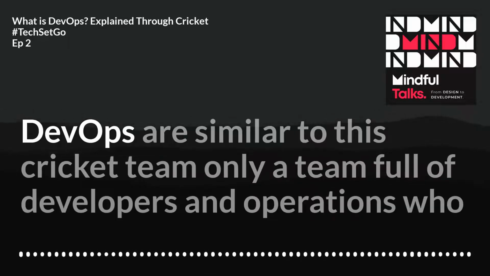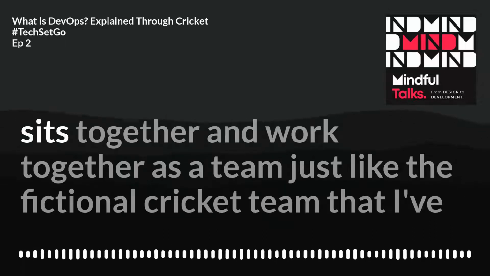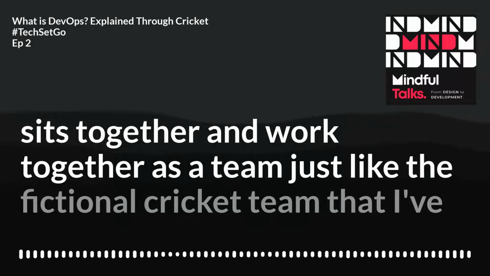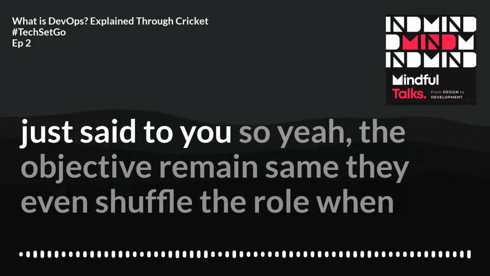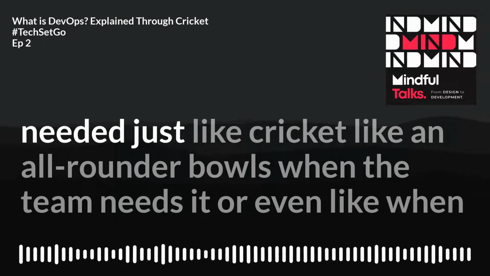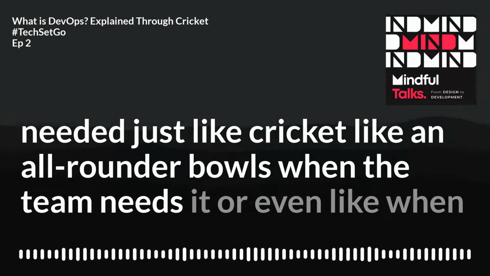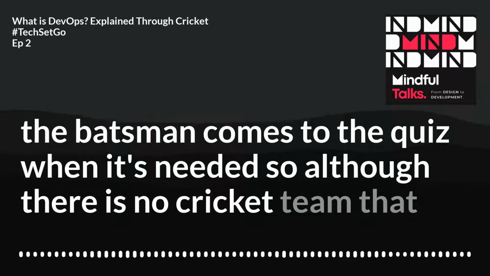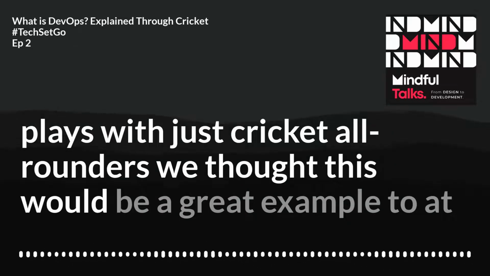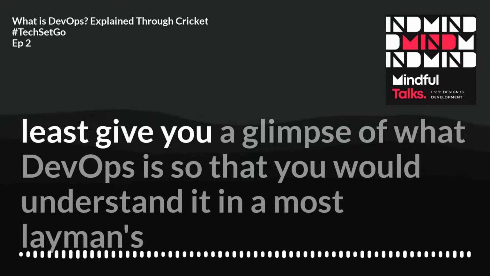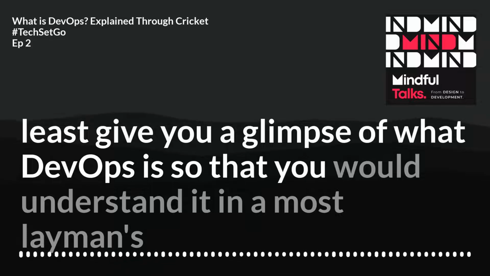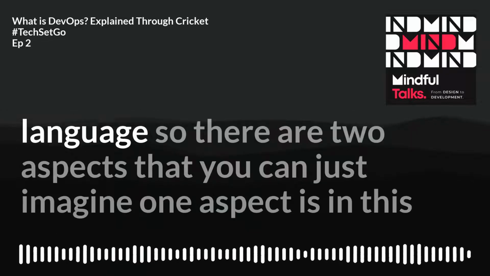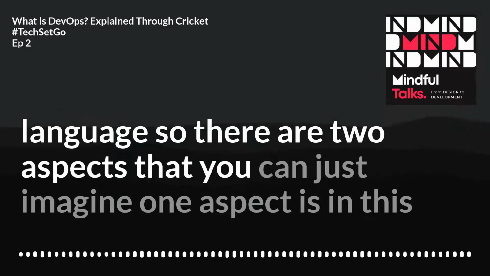Similarly, DevOps is similar to this cricket team, a team full of developers and operations people who sit together and work together as a team, just like the fictional cricket team I've just described. The objective remains the same. They even shuffle their roles when needed, just like in cricket, where an all-rounder bowls when the team needs it, or a batsman comes to the crease when it's needed. Although there is no cricket team that plays with just all-rounders, we thought this would be a great example to at least give you a glimpse of what DevOps is, so that you would understand it in the most layman's language.